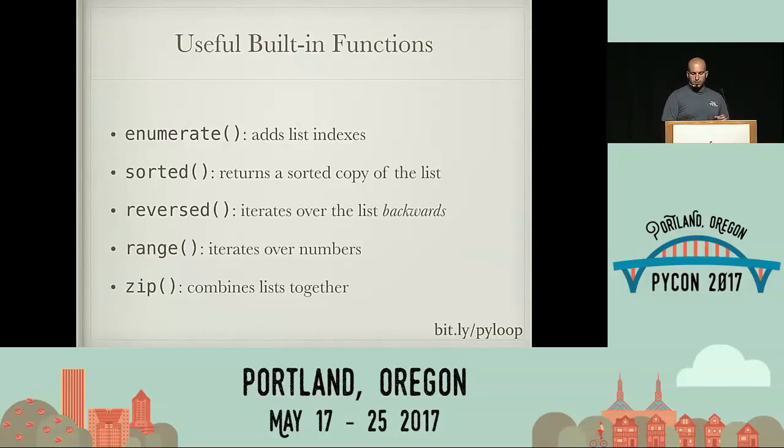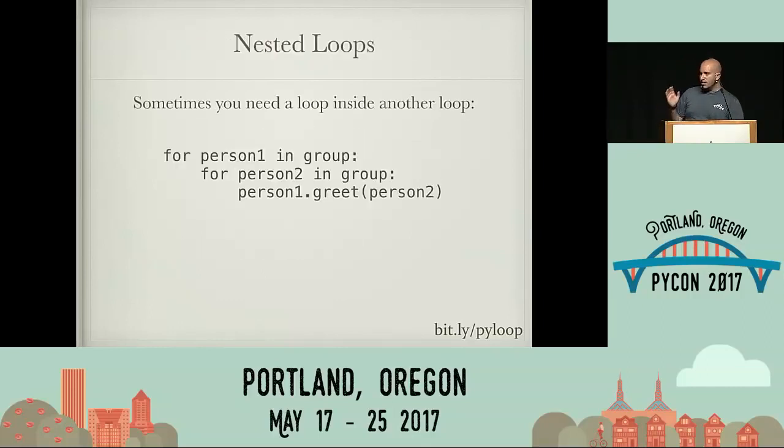I'm going to get into a little bit more advanced stuff as well. It's often a problem where you have to have multiple loops nested together. So in this case, we have a group of people, and you want to have people greet each other from that list of people. So this sounds like a good case for a nested loop. I'm going to have person 1 greet person 2.